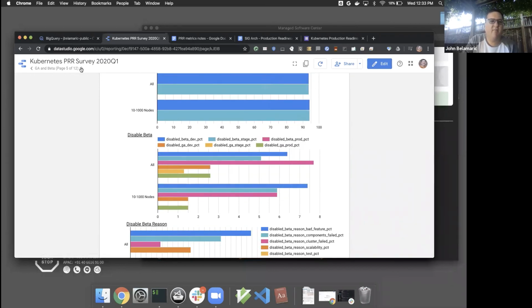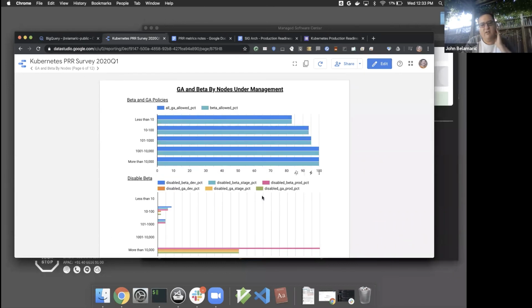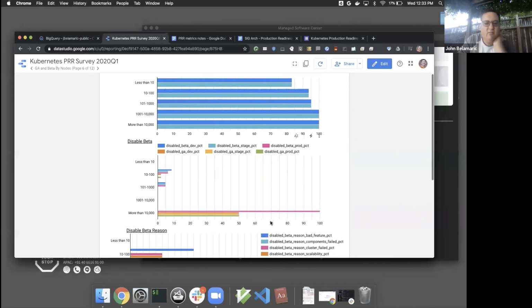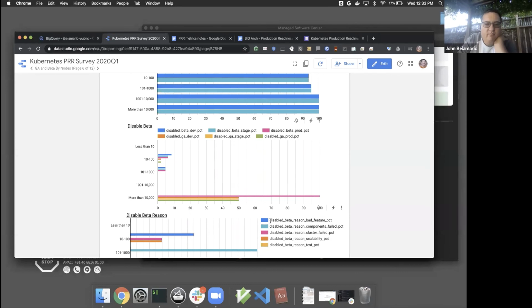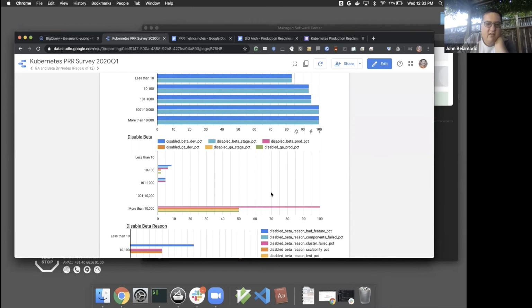Okay, we've got it more sliced by nodes under management here. Larger ones seem to actually enable the beta more, probably because that may be the general policy versus the specific clusters. So if they have at least one cluster, they may, I don't know. It's not clear to me why, but the numbers aren't that different that it matters.